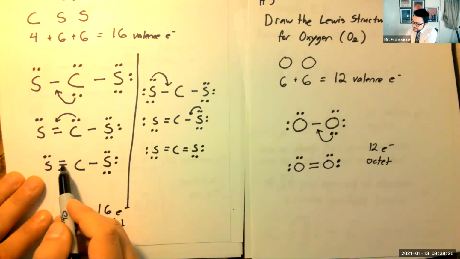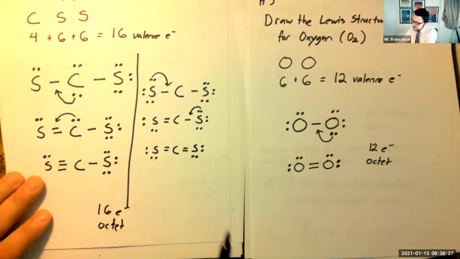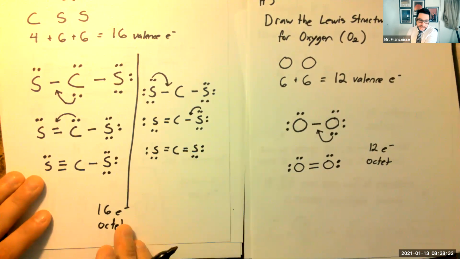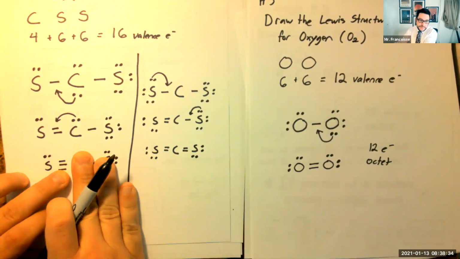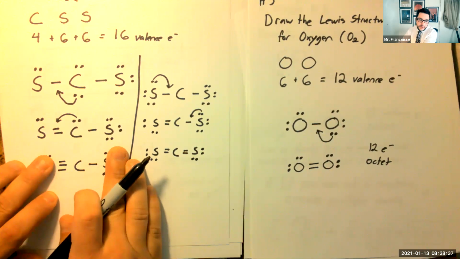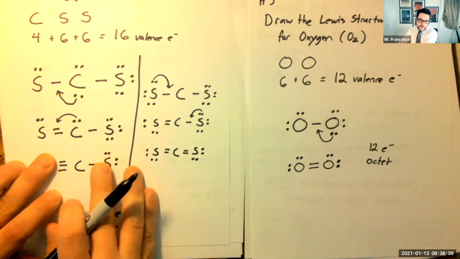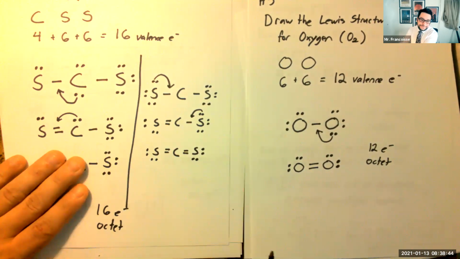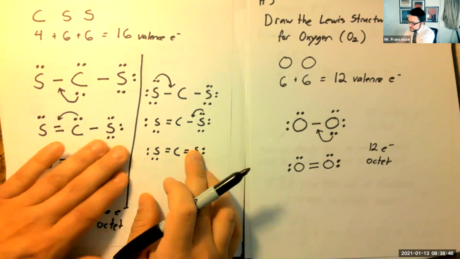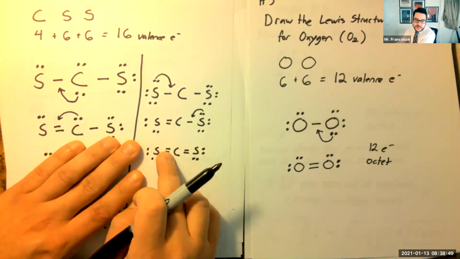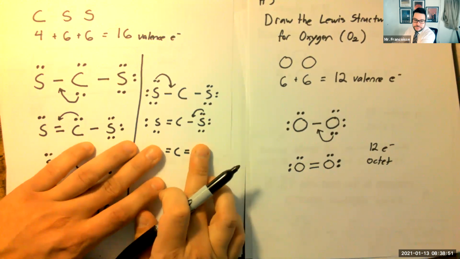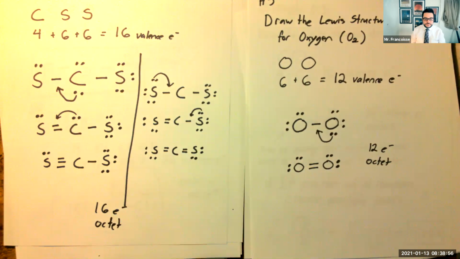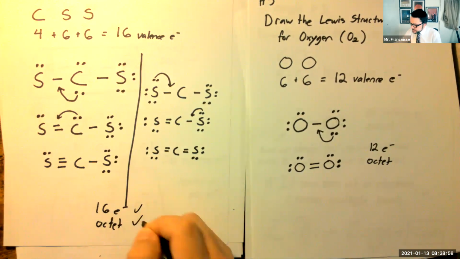So we have 2, 4, 6, 8, 10, 12, 14, 16. 2, 4, 6, 8, 10, 12, 14, 16. And each element has 8 electrons around it. Here we have 2, 4, 6, 8. Carbon, each bond counts as 2. 2, 4, 6, 8. And sulfur, 2, 4, 6, 8. Same thing works here. 2, 4, 6, 8. This sulfur is the same on that side. And we got 4 bonds, which are 8 electrons. So 16 electrons in octet.